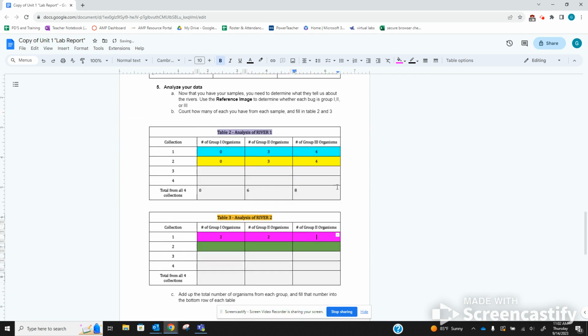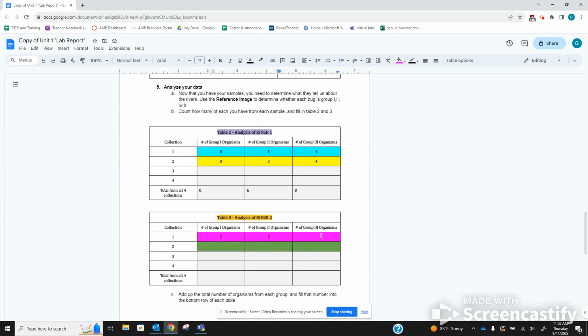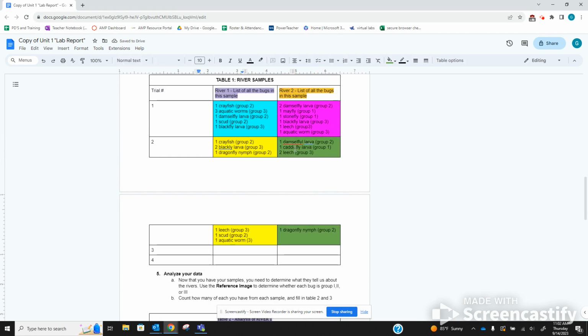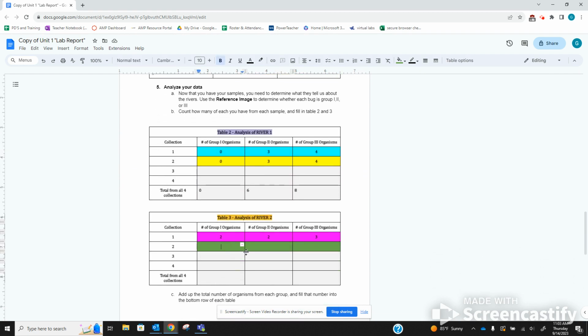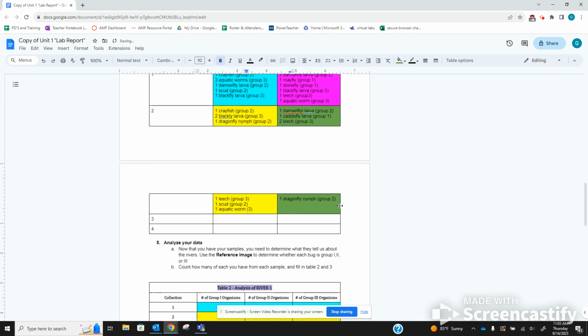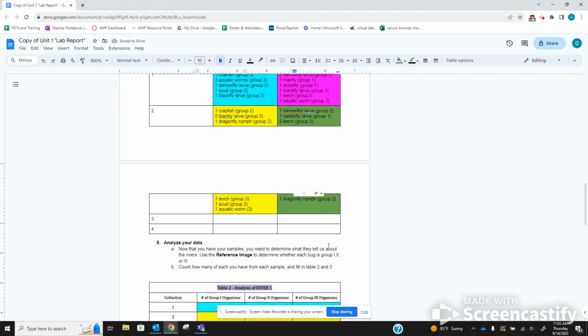And then my group 3 organisms, this has a typo. This should say 3. For my group 3s, I've got 1, 2, 3. All right, last one. For these guys, I've got 1 caddisfly, and that's it. So I've got 1 group 1. Group 2, I've got 1, 2. And group 3, I have 2.